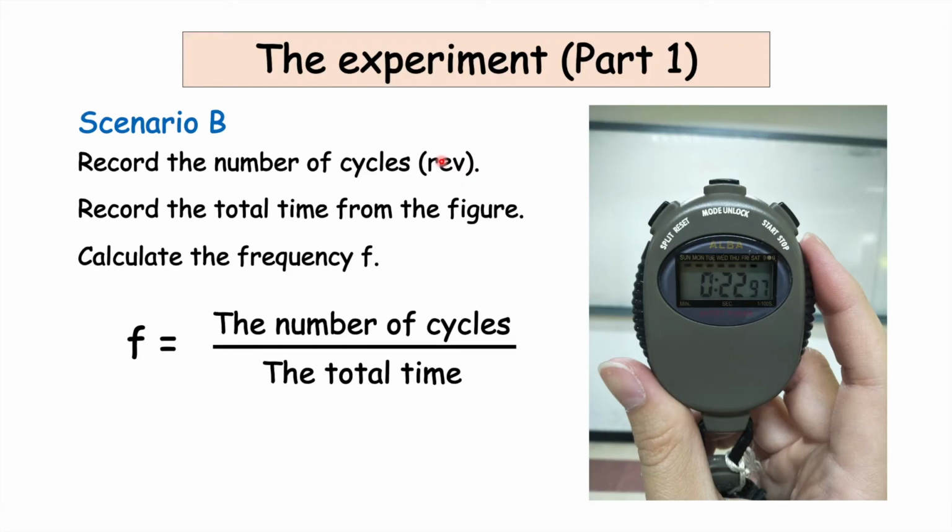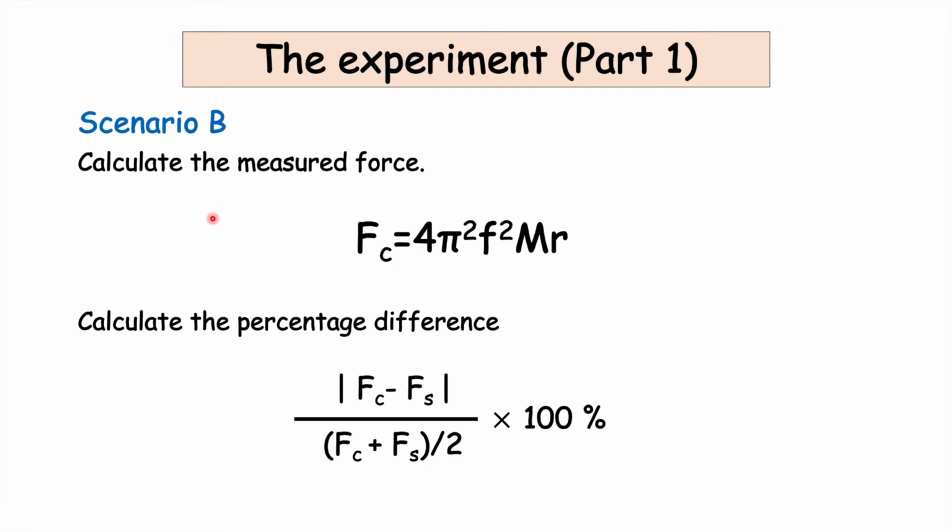Once you finish watching the video, record the number of cycles. Record the total time from this figure and calculate the frequency. The frequency is the number of cycles divided by the total time. And now you calculate the measured force using the formula, and also calculate the percentage difference by using this formula.